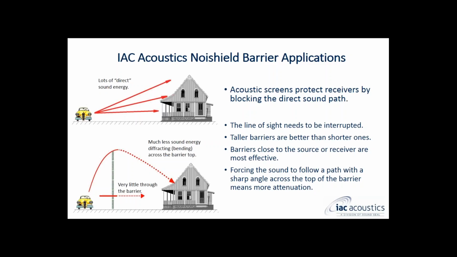The noise that takes the longer path is greatly attenuated, meaning that people in the house are now exposed to a much, much lower sound level. The key here is that the line of sight must be interrupted, and the angle that the sound has to travel through when it goes from the source up to the top of the barrier and then down to the receiver is important. A sharper angle means a better performing barrier.